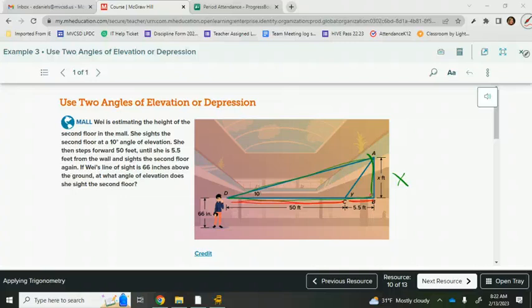Again, we're working with that 10 degrees right there. If we have our 10 degrees and our 55.5, but we also have our x, which is opposite of the angle, what ratio are we going to use for that? Tangent, yes. We're working with the opposite as well as the adjacent, so we need to go ahead and set up that ratio.